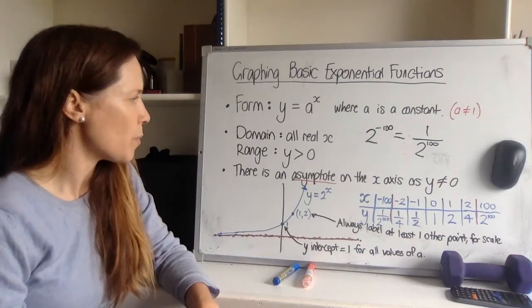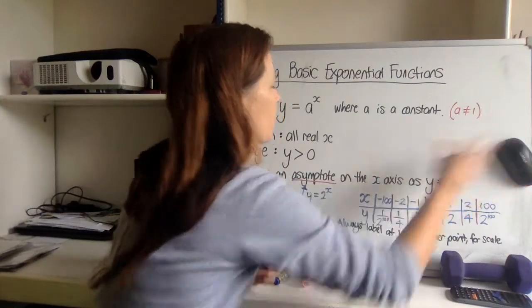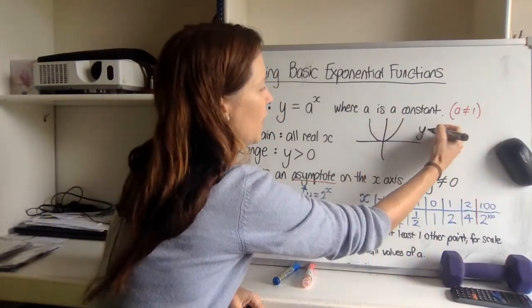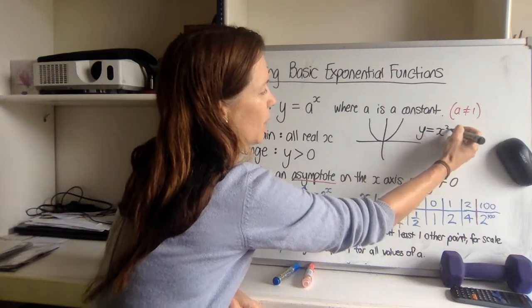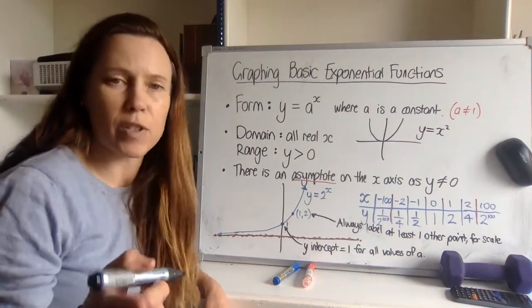So if you thought that a parabola went up sharply, let's compare one of these to a parabola, just for argument's sake. Then if we had a formula like y equals x squared, when x is 100 there, we've got 100 squared.